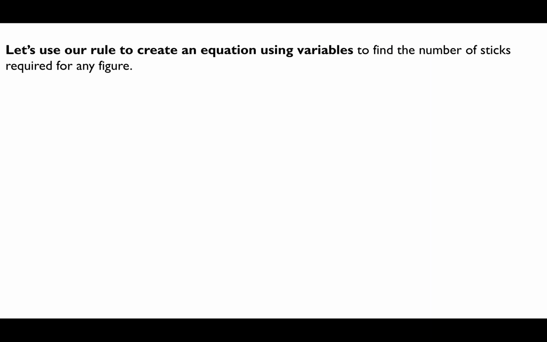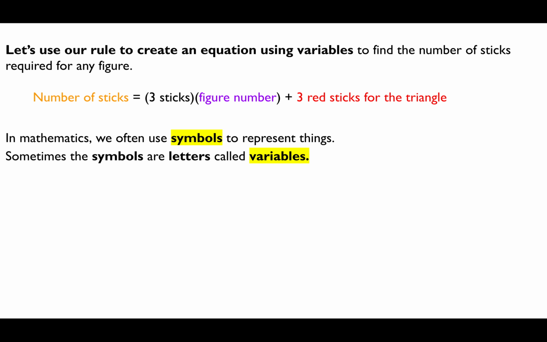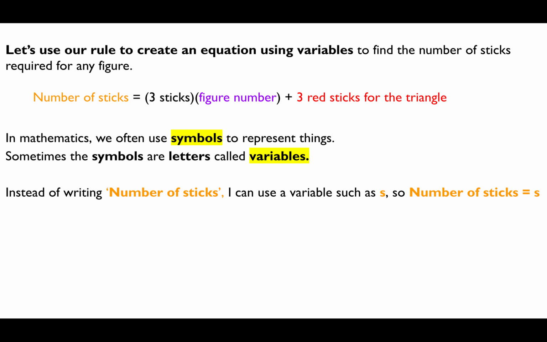So now let's use our rule to create an equation, but we're going to write our equation using variables to find the number of sticks required for any figure. So again, the number of sticks equals 3 sticks multiplied by the figure number plus our 3 red sticks for our triangle. So in mathematics, we often use symbols to represent things. And sometimes the symbols are letters, and we call these letters variables. So instead of writing number of sticks, because that takes a while to keep writing, I can use a variable. In this case, I've decided to use S, but I could use any letter I wanted.